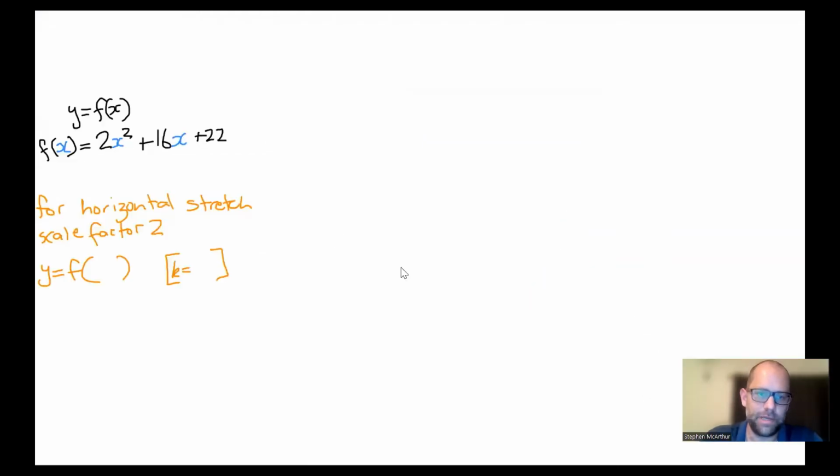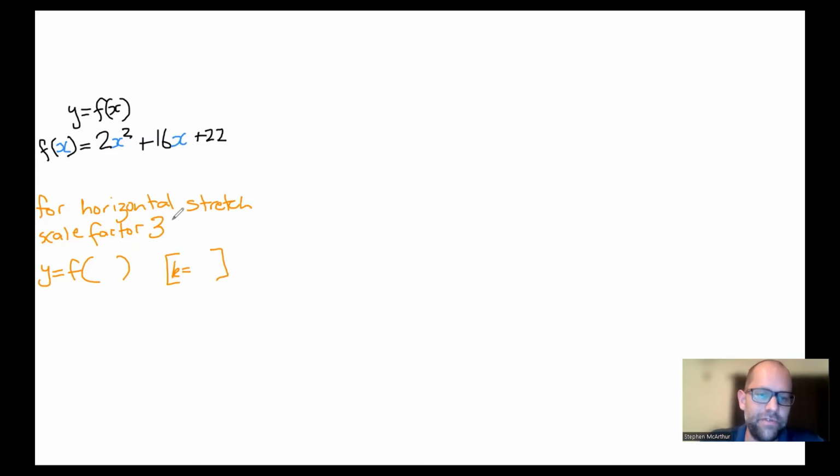Okay, so I've got one set up here. Do you know, I'm going to change this to 3 because I've got a 2 in the function there, and I don't want that to get confusing. So let's just read this. f of x equal to 2x squared plus 16x plus 22. And what I want to do is a horizontal stretch of scale factor 3.